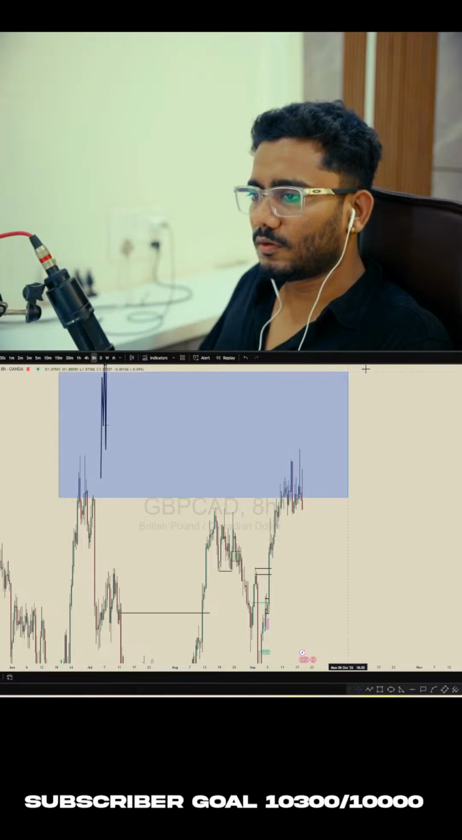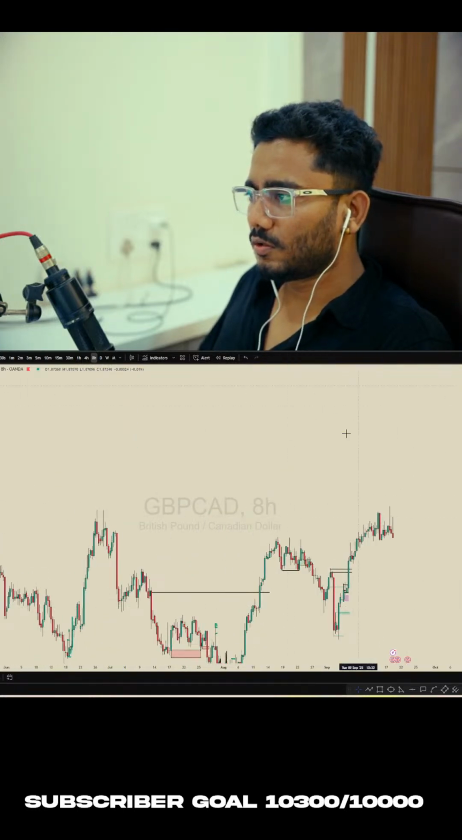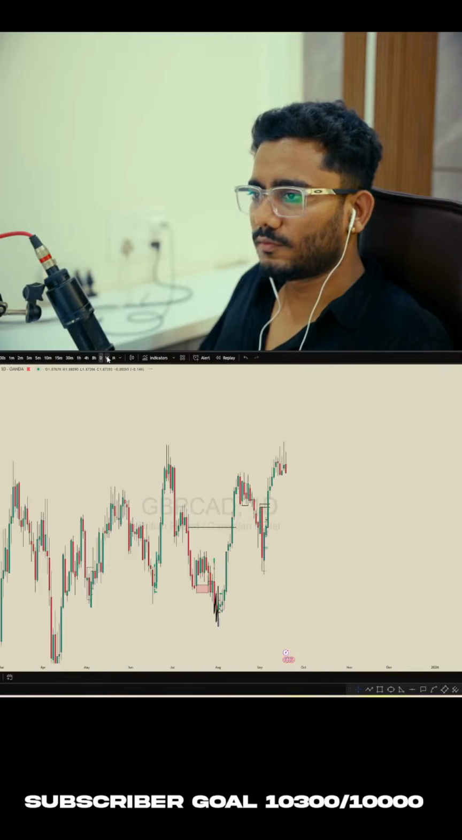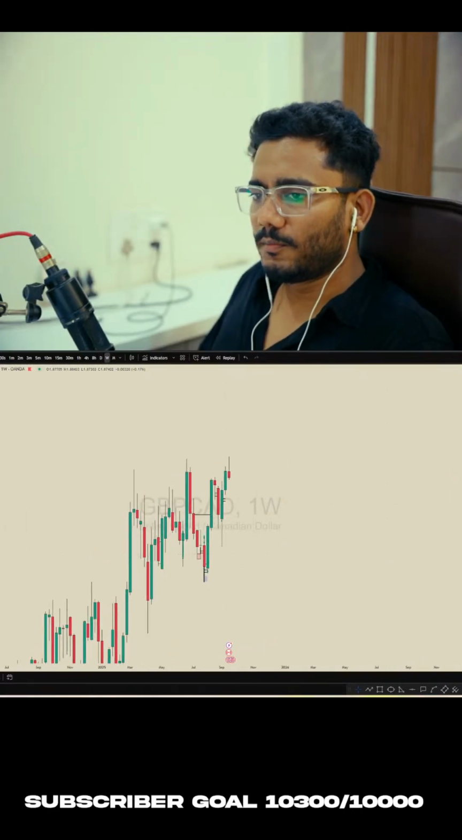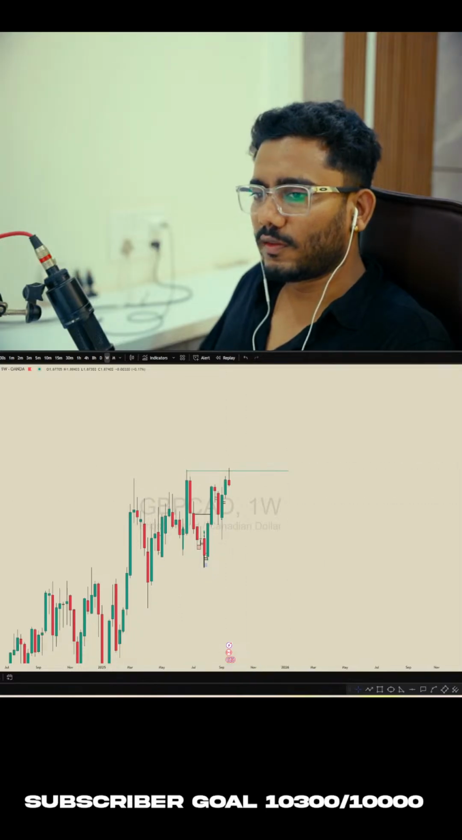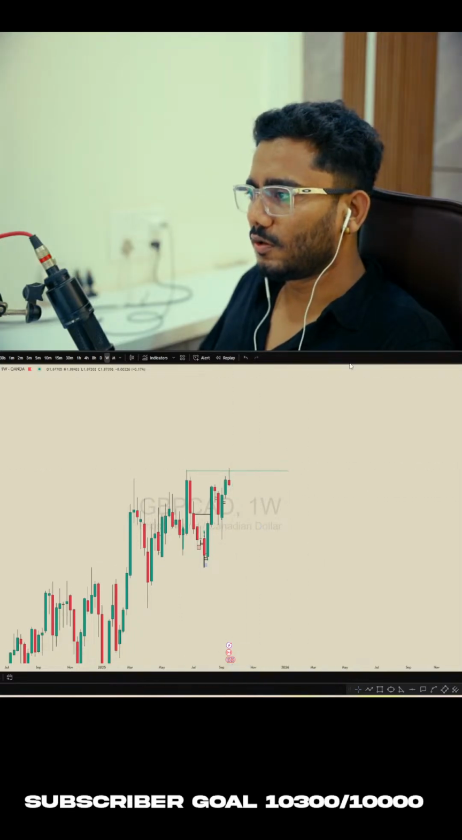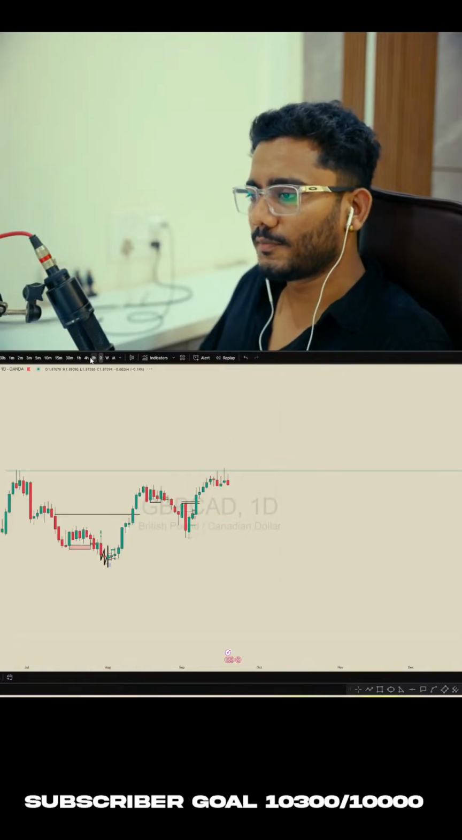Same thing on GBP CAD. Price took out the weekly liquidity from this high, and probably we could see a downside. Price will continue downside. Even if price creates second candle, then probably we could get 2-3 entries to the downside.